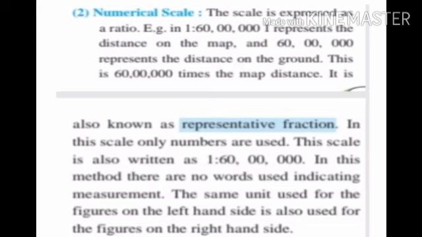This is 60 lakh times the map distance, also known as representative fractions. In this scale, only numbers are used. This scale is also written as 1 is to 60 lakhs. In this method, there are no words used indicating the measurement. The same unit used for the figures on the left hand side is also used for the figures on the right hand side. Means in the numerical map scale, you cannot see the use of words, only the numbers are used.